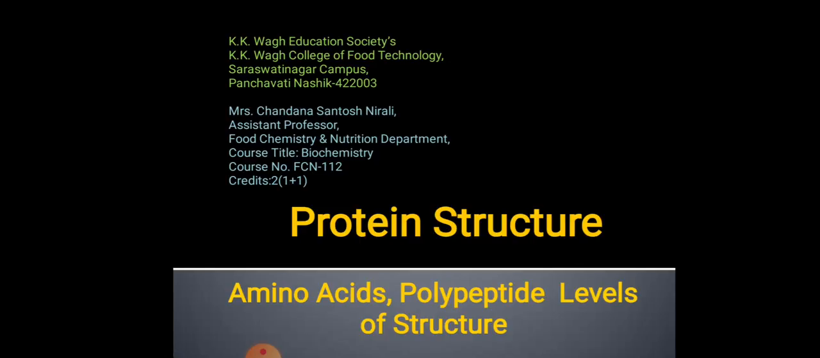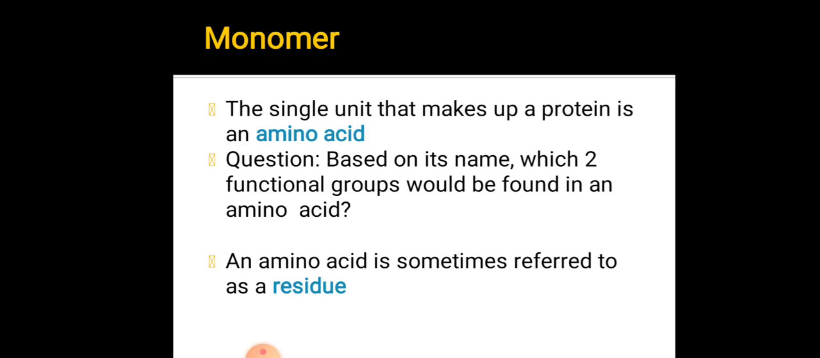It includes amino acids and the polypeptide levels of structure. Monomer is nothing but a single unit. The single unit that makes up a protein is the amino acid.